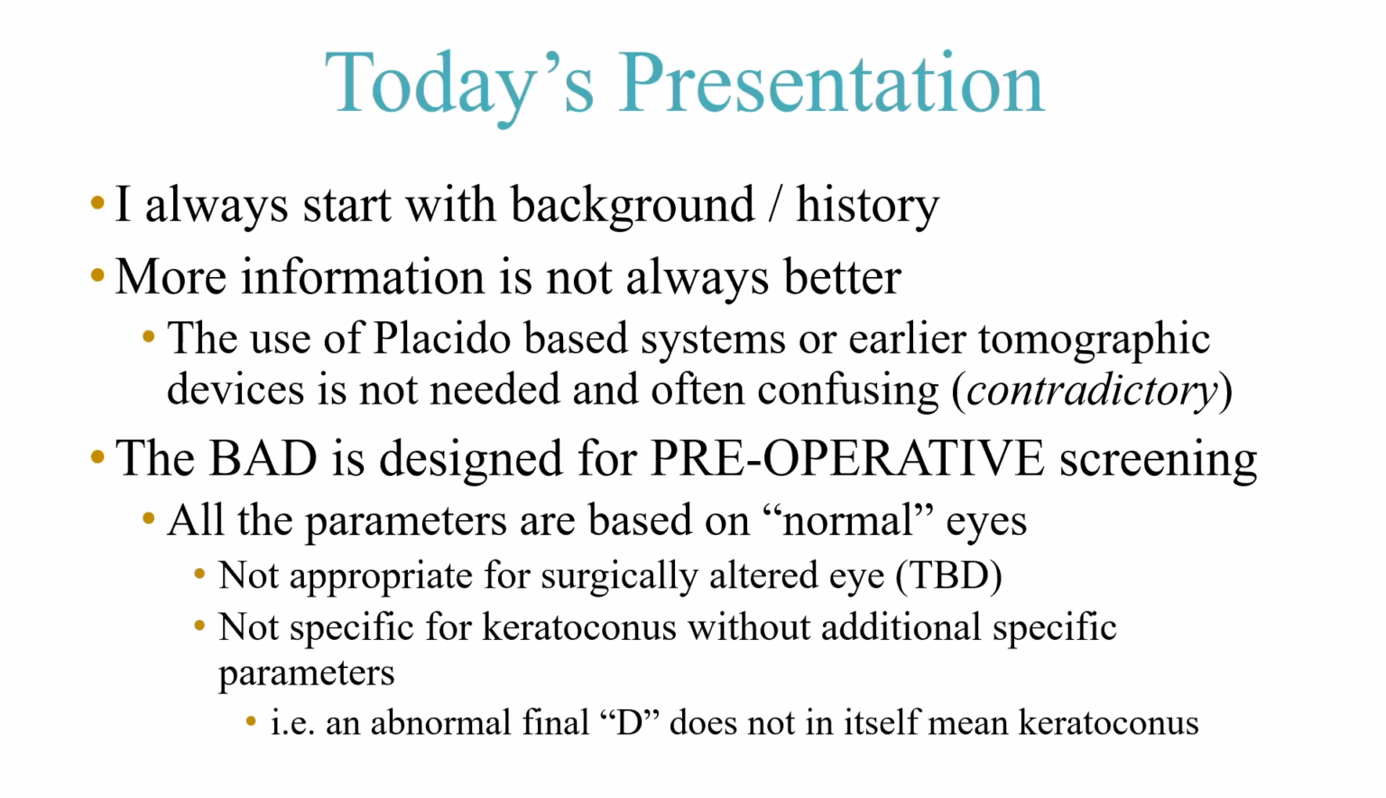So I usually tell people there's really no reason to look at multiple images, multiple machines. Realize that the BAD display is designed for preoperative screening. What does that mean? Well, all the parameters are based on normal eyes. It tells you when an eye deviates from normal. So it is not appropriate, and we're going to discuss this later a little bit, for surgically altered eyes. Those are obviously not normal eyes. One misconception is that the BAD is not specific in itself for keratoconus. Again, it's designed for preoperative screening to separate normal from abnormal. It can be used to diagnose keratoconus with additional specific parameters. And again, an abnormal final D does not in itself mean keratoconus.